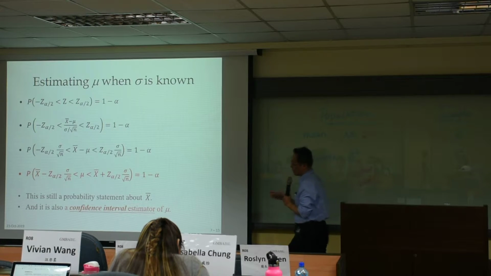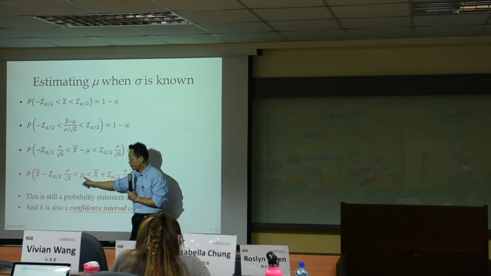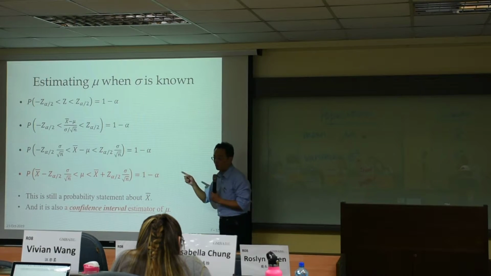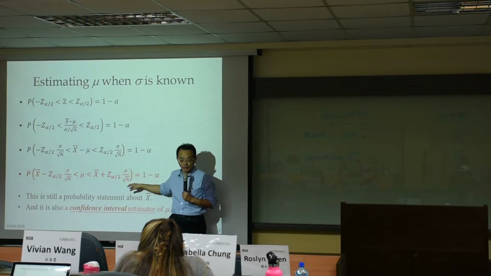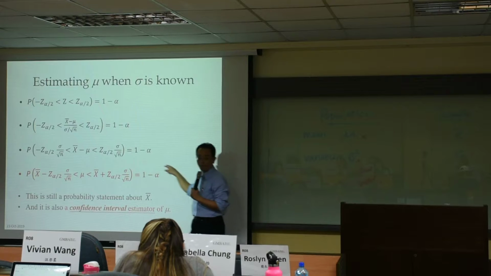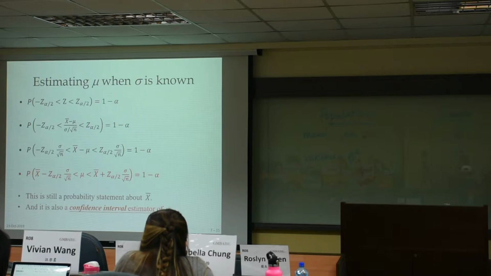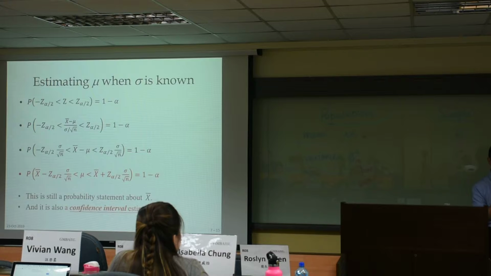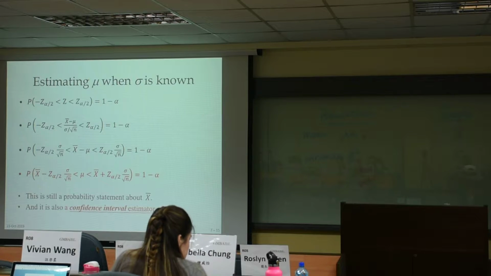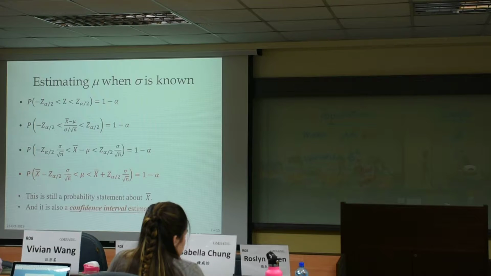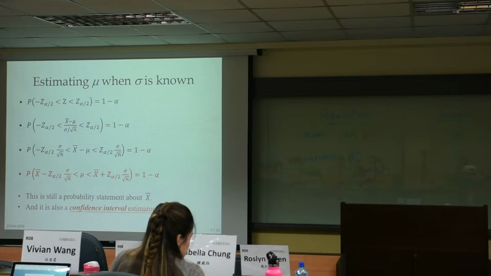This interval gives some indication about the possible positions of mu. But this is a probability statement because we have a probability of 1 minus alpha, so there is still some possibility of having a wrong interval. If we set alpha at 0.05, it means that we will have 95% confidence of capturing the fixed but unknown population mean.